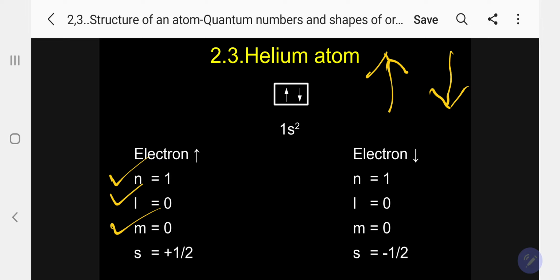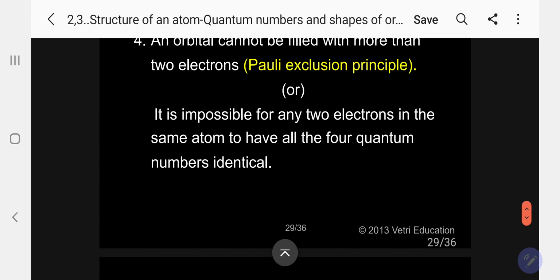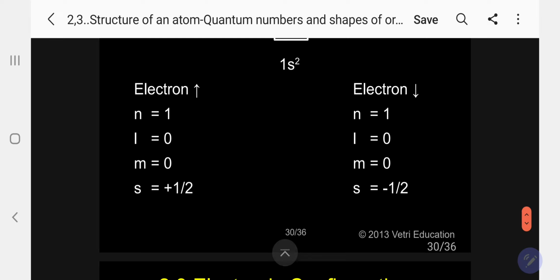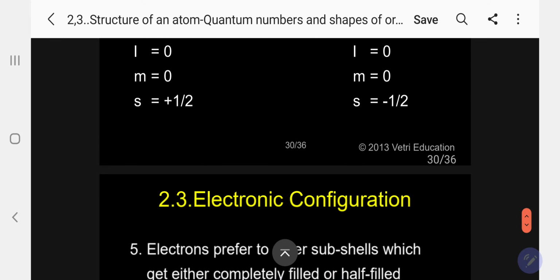Now kindly see. Clockwise means plus half, anti-clockwise minus half. So they are different in the s spin quantum number. So all the 4 quantum numbers are not identical for any 2 electrons in an orbital. Kindly follow. So it is impossible for any 2 electrons in the same atom to have all the 4 quantum numbers identical. This is also the Pauli exclusion principle.